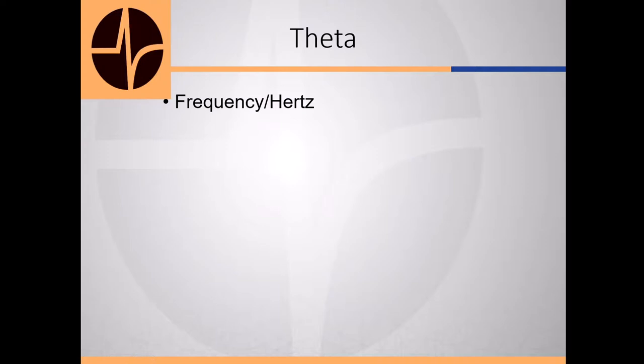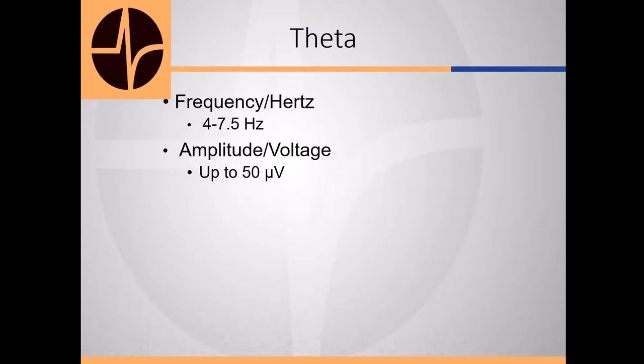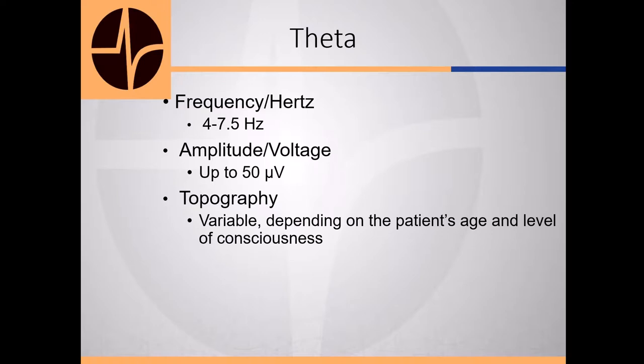So theta, the frequency is 4 to 7.5 hertz. The amplitude is up to 50 microvolts, so it's still fairly low voltage. The topography is variable depending upon the patient's age and level of consciousness. So it depends upon if this is a pediatric patient, an adult patient, or a geriatric patient. And are they awake, drowsy, or asleep?